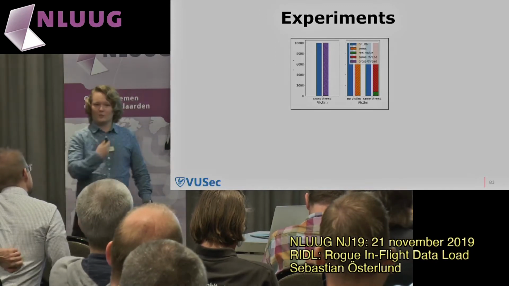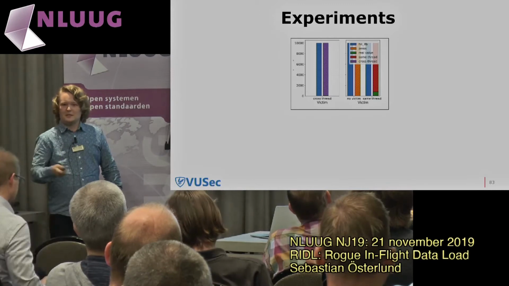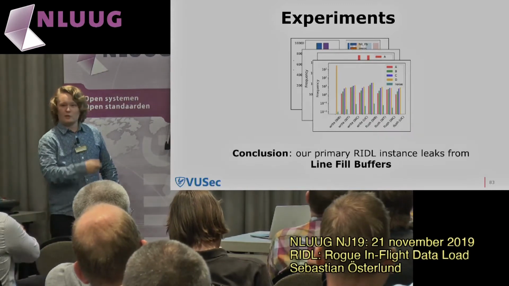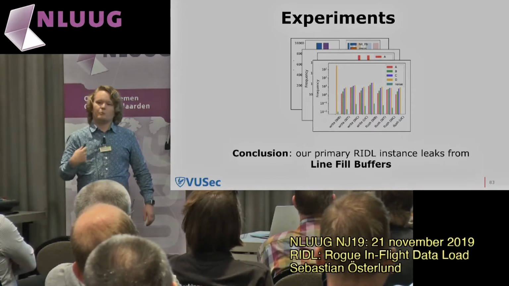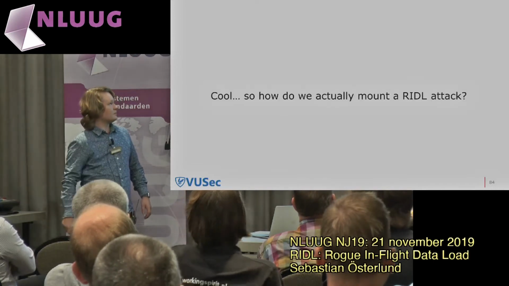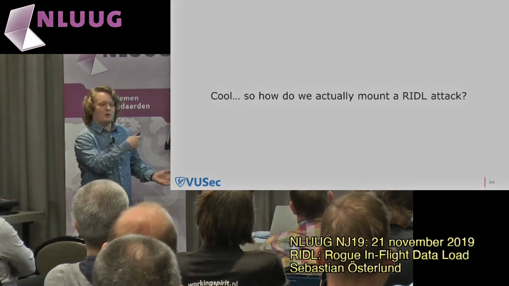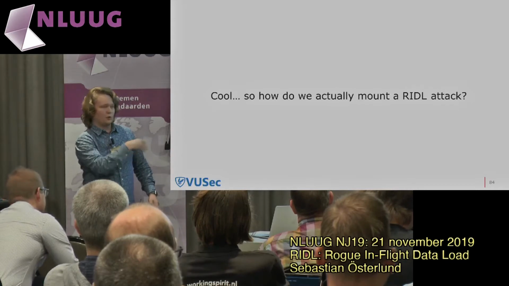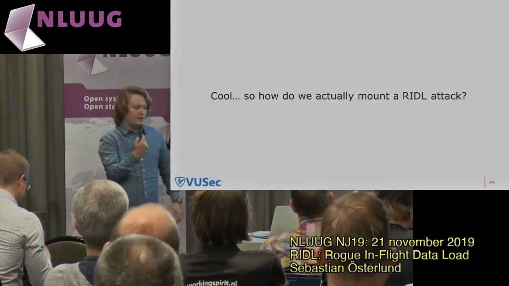Then, of course, we did some experiments to verify our hypothesis that, for example, we actually leak from the line fill buffer. If you're interested, you can read this in the paper. We have a bunch of these experiments. The conclusion was that the primary variant we had actually leaks from this thing called the line fill buffer. For this presentation, I'll skip the more detailed explanation of these buffers to keep it brief.